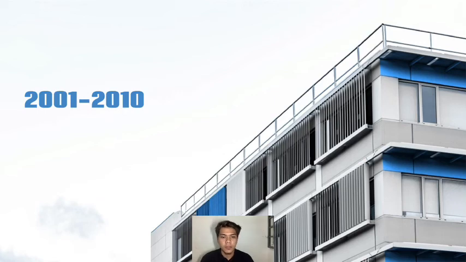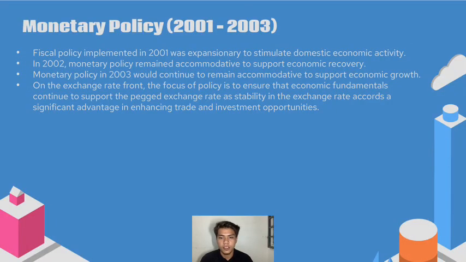Fiscal policy implemented in 2001 was expansionary to stimulate domestic economic activity. As the external environment became more adverse, the government implemented a series of fiscal stimulus programs in March and again in September 2001. In 2002, monetary policy remained accommodative to support economic recovery.